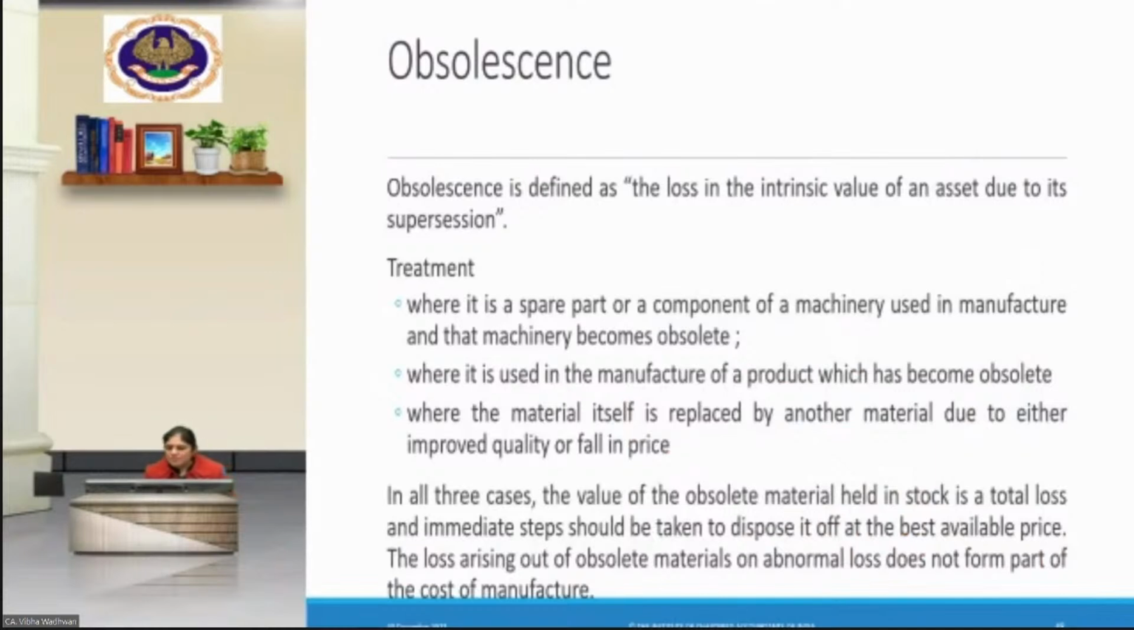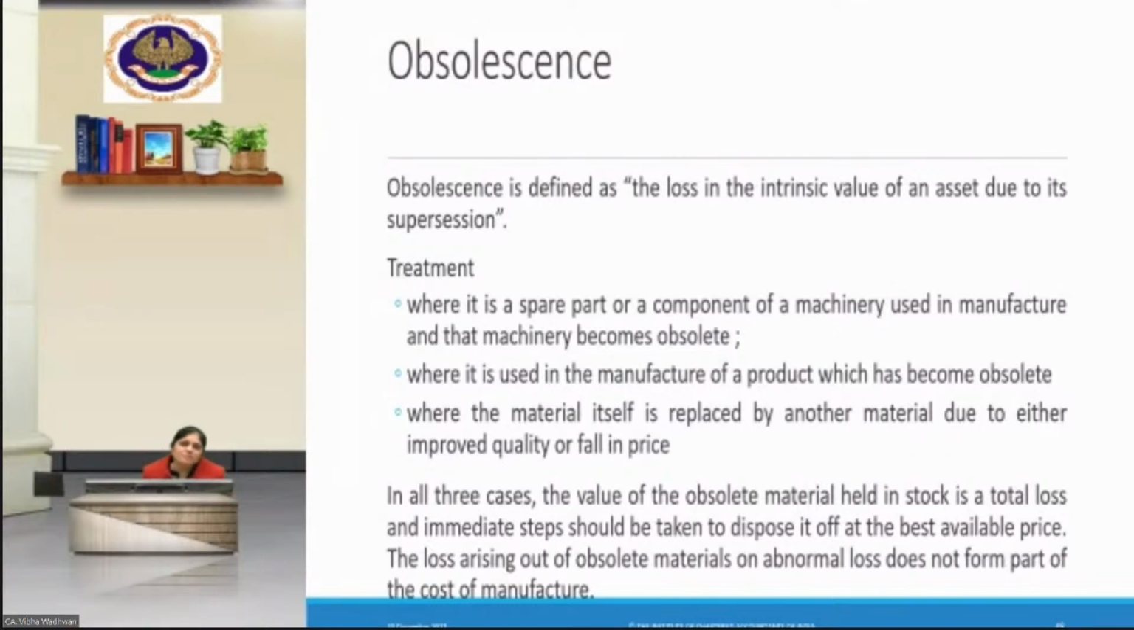Moving on to obsolescence, the last concept for the session. Obsolescence is basically the loss in the intrinsic value of the asset, the basic nature of the asset. Obsolescence means now that raw material or that part is no more in use. It has gone obsolete, you can say outdated. Let us say I'm using a part in some machine and that machine is no longer in use. So that part has become obsolete. I'm using a raw material in some product. That product has gone obsolete, so that raw material has gone obsolete now. So obsolete means now it's outdated, now we are not using it.